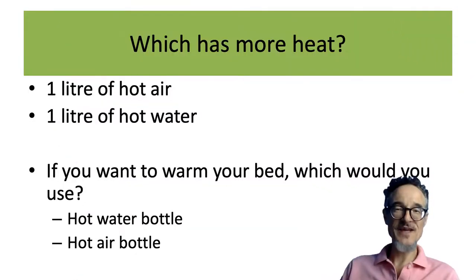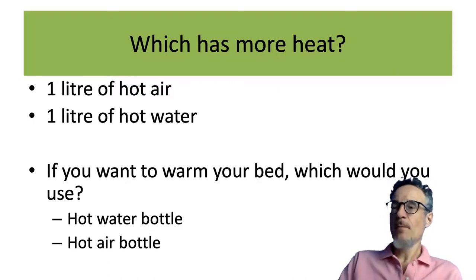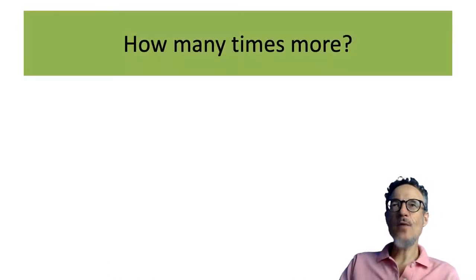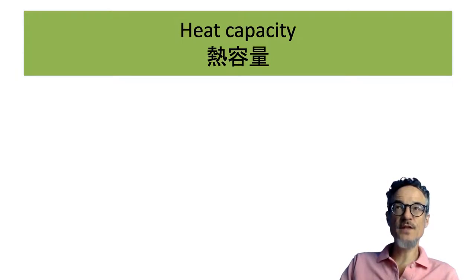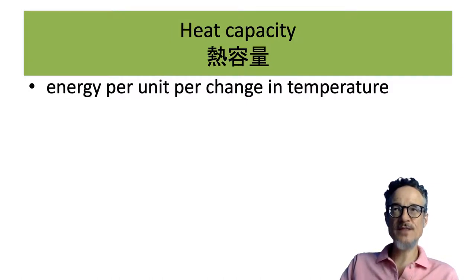Hot water has more heat than hot air. You probably instinctively know this. My next question is how many times more? So how many times more heat is there in a litre of hot water than in a litre of hot air? I talked before about units and numbers and knowing how much energy we have. So how much heat do we have in each one? And to work this out, we need to think about heat capacity. Heat capacity is the energy per unit change in temperature.